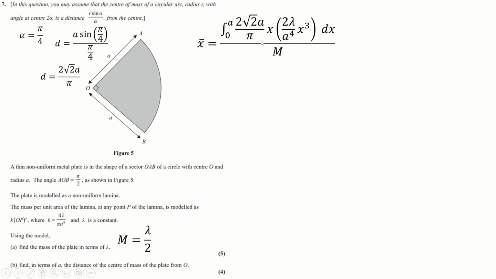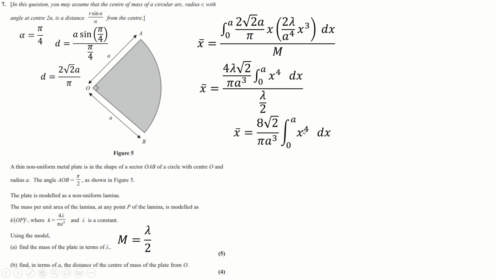And again, once you've got all of this, it's pretty easy integration. All the constants obviously come out, you integrate, you cancel a lot of things, and you put in the 0 and the a, where the 0 goes away, and you just end up with your x bar being that there. So yeah, I thought it was a really tough question. There was a lot to get right there, but I guess it was the last question, so yeah, thanks for watching.